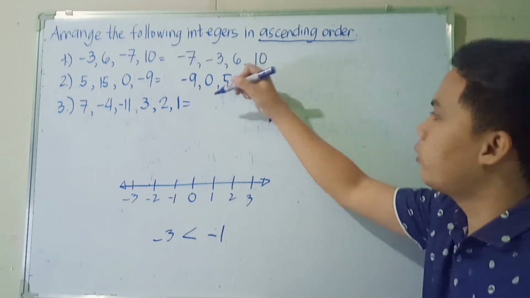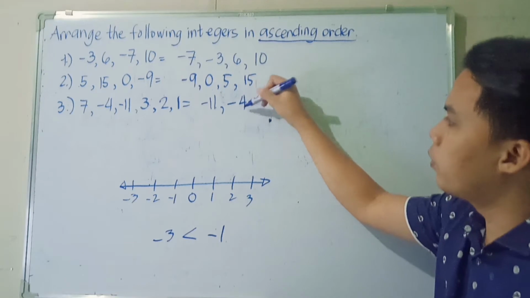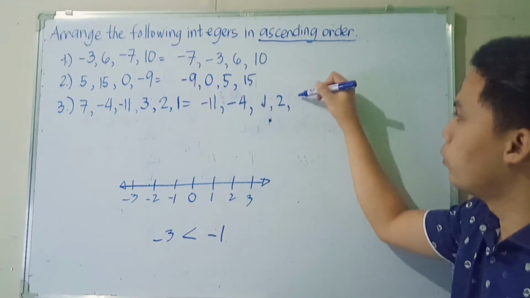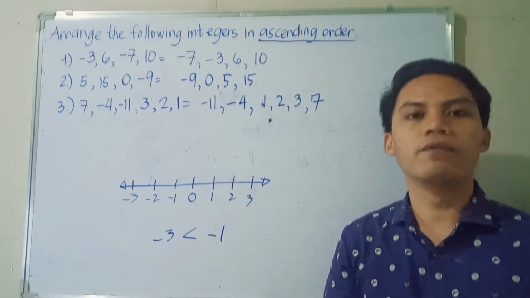Okay, last example, we have 7, negative 4, negative 11, 3, 2, and 1. So, yung pinakamaliit would be negative 11, followed by negative 4, then we have 1, 2, 3, and last would be positive 7.